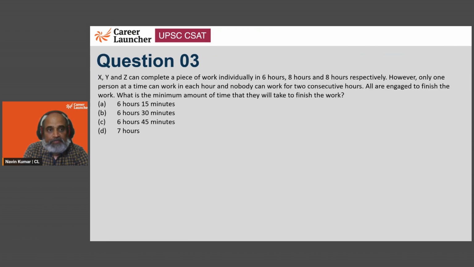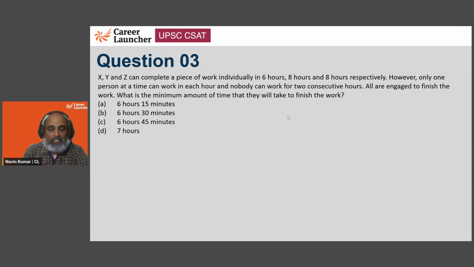Next problem. X, Y, and Z can complete a piece of work individually in 6, 8, and 8 hours respectively. However, only one person at a time can work in each hour, and nobody can work for 2 consecutive hours. All are engaged to finish the work. What is the minimum amount of time that they will take to finish the work?